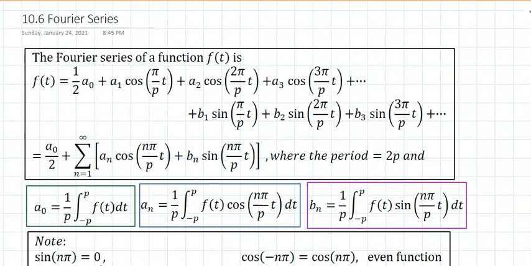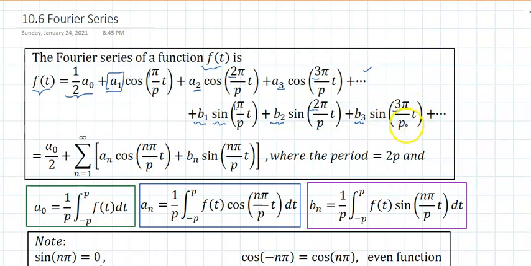Section 10.6 talks about Fourier series. The Fourier series of a function f of t is given by f of t equals 1 over 2 a sub 0 plus a sub 1 times the cosine of 1 times pi over p t, plus a sub 2 cosine of 2 pi over p t, plus a sub 3, and this list goes on in terms of a sub n, plus b sub 1 times the sine of 1 pi over p t, plus b sub 2 times the sine of 2 pi over p t, b sub 3 times the sine of 3 pi t over p.